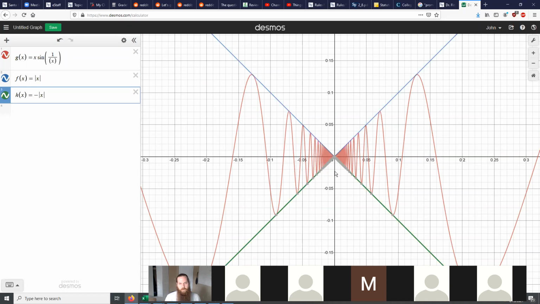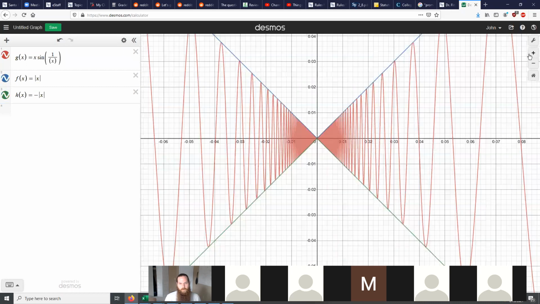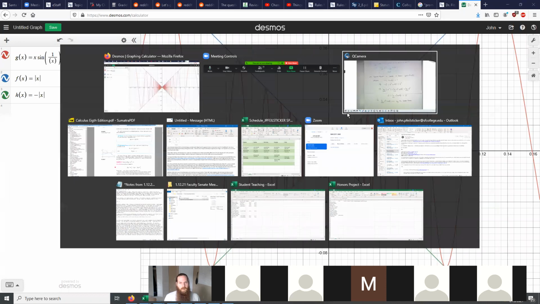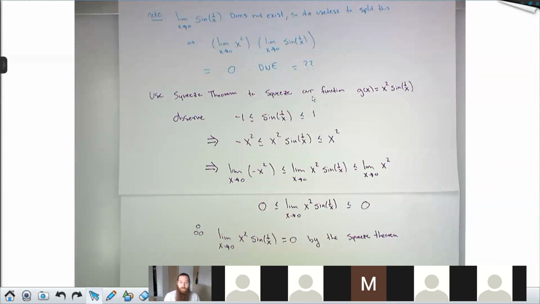And since both the blue and the green go to 0 as x goes to 0, the red function must be going to 0 as well. So this idea of having a badly behaved function that's bounded between two nicely behaved functions, and if those nicely behaved functions both have the same limit, then the badly behaved function, no matter how evil it is, has to have that same limit. Here's my bad guy. Here's the cop behind him. Here's the cop in front of him. The cop behind him is going to the jail. The cop in front of him is going to the jail. So my dude also going to jail.